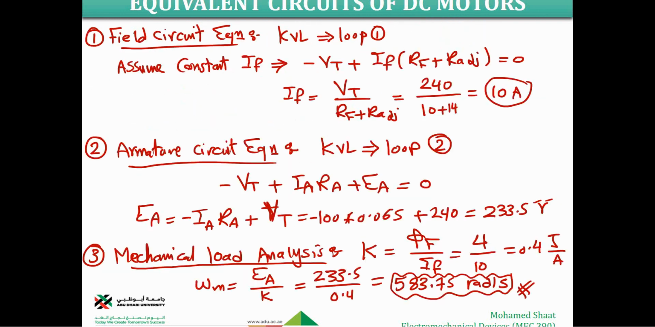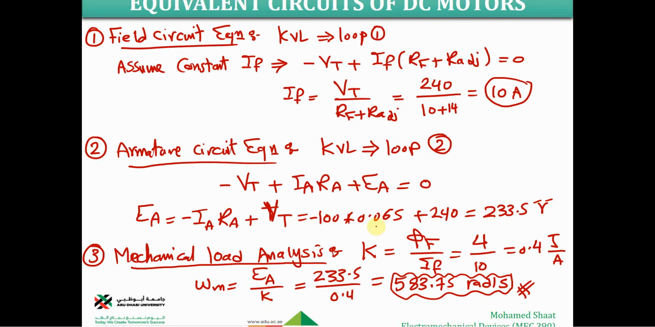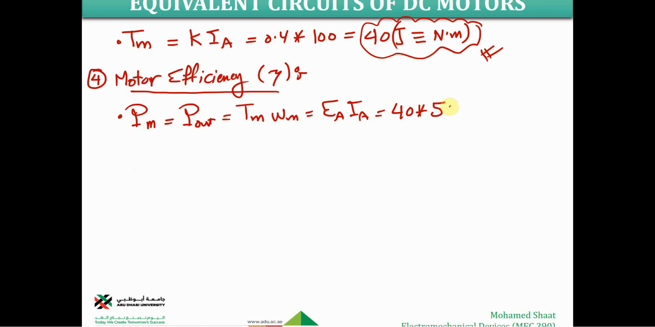So either you multiply the EA times the IA, or you multiply omega m times the Tm, you're going to end up with the same result. This Tm is 40 times the omega m that we just got, which is 583.75. Doing the calculations, we're going to end up with the motor power, and this is one of the requirements as well, which is 23,350 watts. This is the unit in terms of watts, and this is one of the requirements as well.